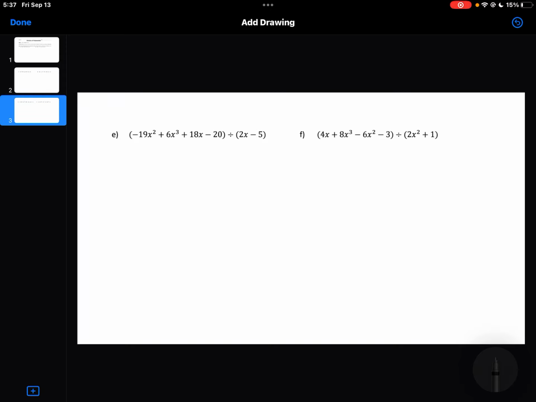We're going to do two more examples here. Both are special cases. So this one we're dividing by a factor that doesn't have a whole number as a 0. So if I set this one equal to 0 and I solve for x, I'm going to get 5 over 2.